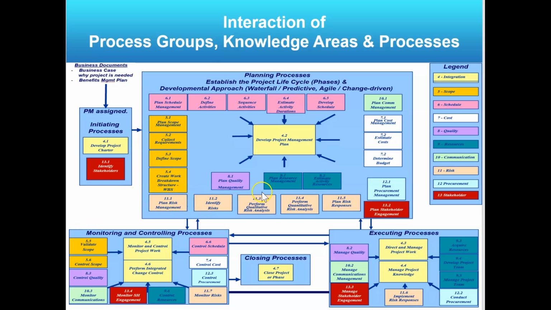Okay, risk management. Quick summary. Most of it's done in planning. From planning risk to identifying risk, performing qualitative analysis, which you always do, quantitative analysis if you need to or have time to, and then plan risk responses. In executing, you are implementing the risk response, and in monitoring and controlling, you are monitoring risks.